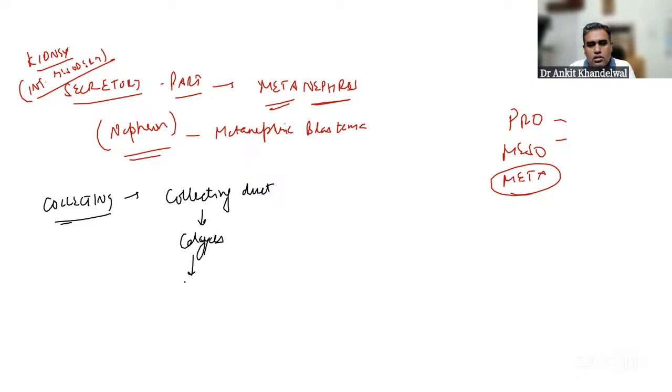Then it goes to your renal pelvis. Then it goes to the ureter, and finally it reaches where? It reaches up to the trigone of the bladder. Where? Trigone of the bladder, not the entire bladder.